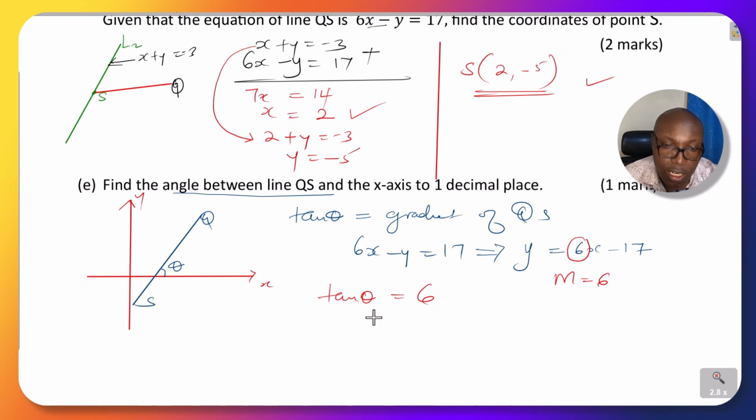So with this, we can get the angle. The angle will be given by the tan inverse of 6. That will give, correct to 1 decimal place, 80.5. So this will give 80.5 degrees, and that is how you are supposed to solve that question.